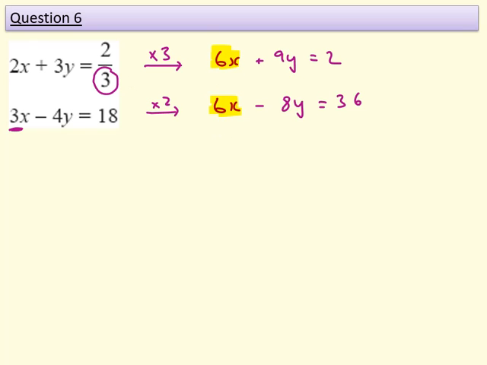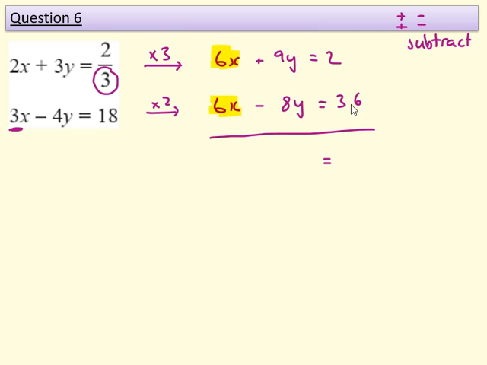Now we don't care about getting the signs to be the same, but we've got the numbers to be the same. Now we're going to eliminate the x's because we've got them to be the same, and what we do is we look at the sign of them. So if they're both positive or both negative, we subtract. So remember, if the signs are the same, we subtract. If they're different, we add them. So we're going to take away these two expressions from each other, but we need to be careful.